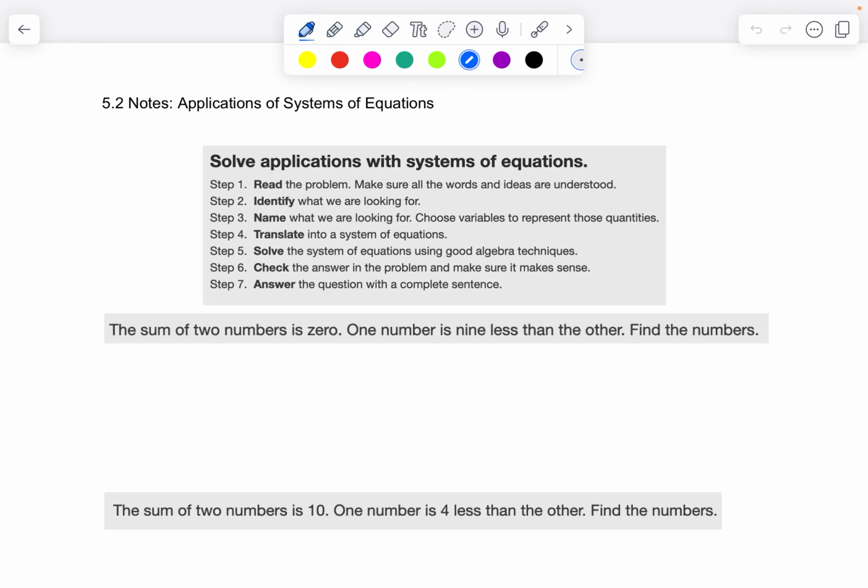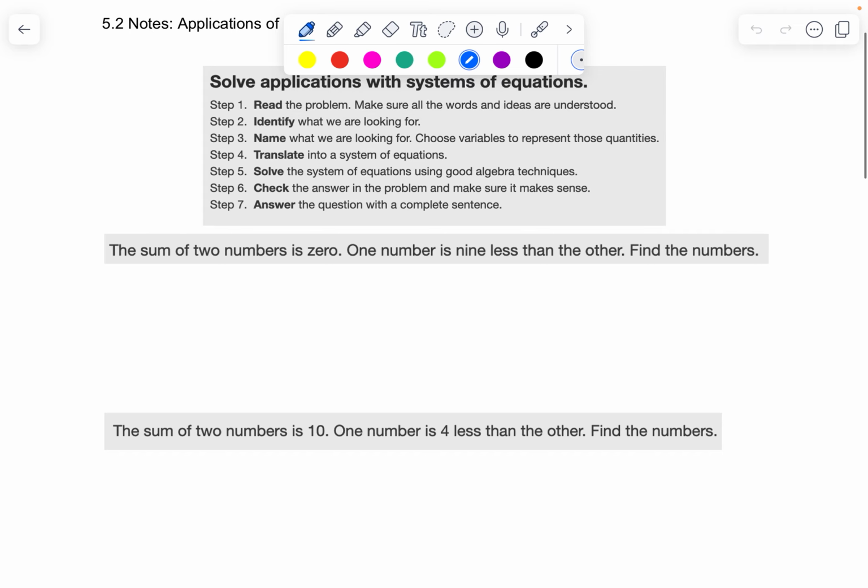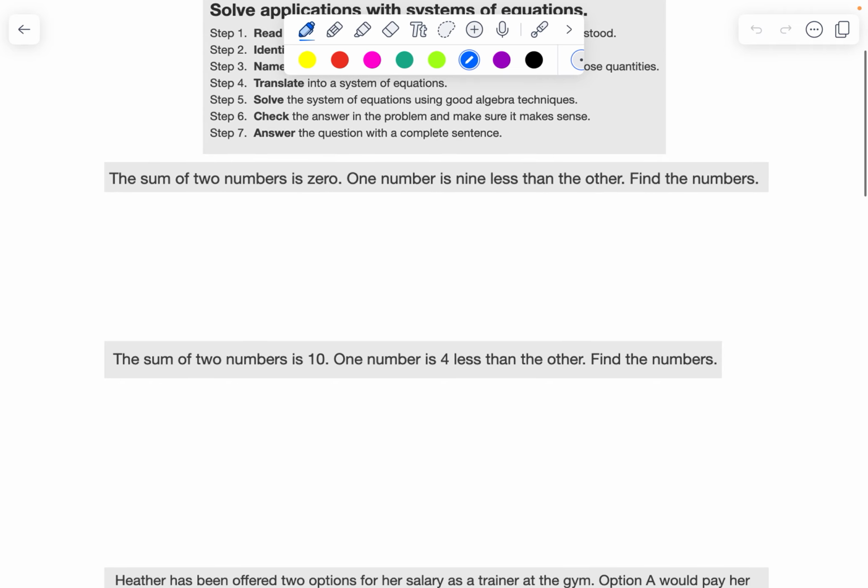Hi friends, today we're going to be doing word problems with systems of equations. So the sum of two numbers is 0, one number is 9 less than the other number, find the number.